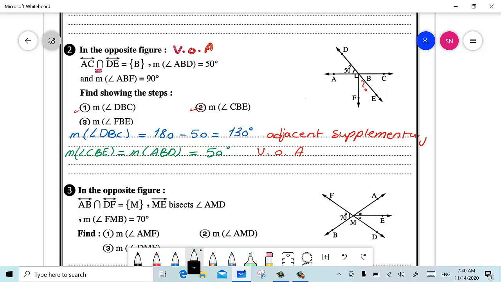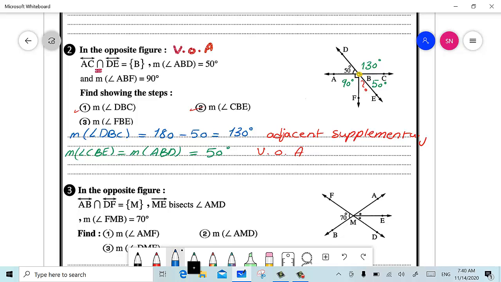Don't forget that we have already calculated CBE to be 50 degrees, and we also calculated that CBD is equal to 130 degrees, and we know that ABF is equal to 90 degrees. Now, all the angles that I have mentioned are accumulated around one point, right? So, is it easy to find the missing one? Yes. I know that accumulative angles sum up to give me 360.